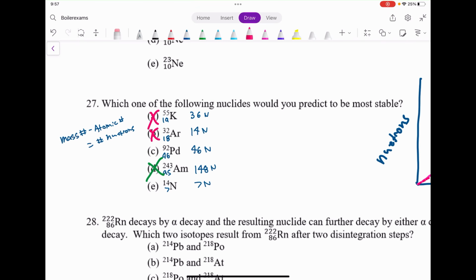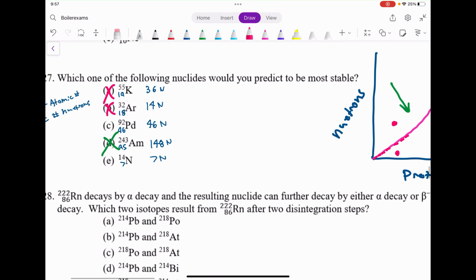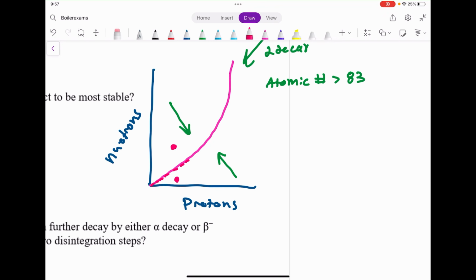Palladium has the 1-to-1 ratio, but it's bigger. It has 46 protons. So then you're getting up into these regions where if you projected that perfect 1-to-1 ratio, it'd still be good, but it still slopes up.